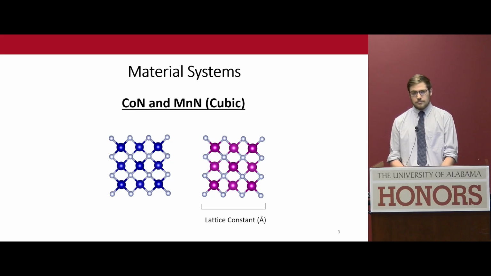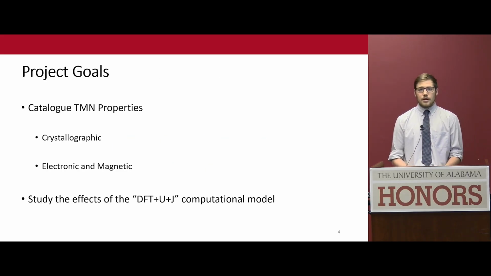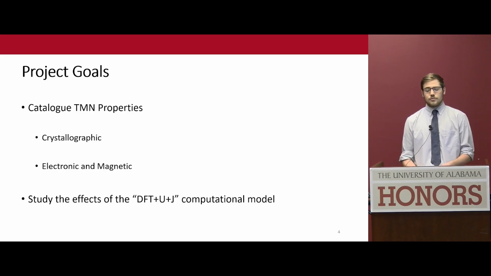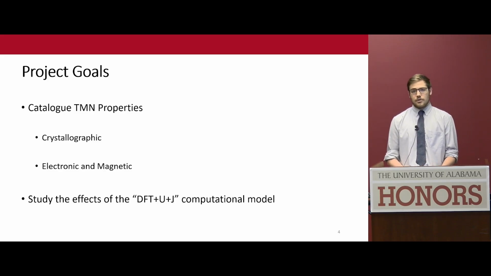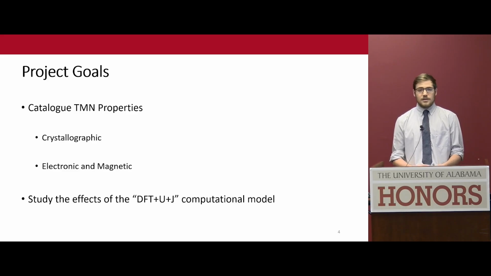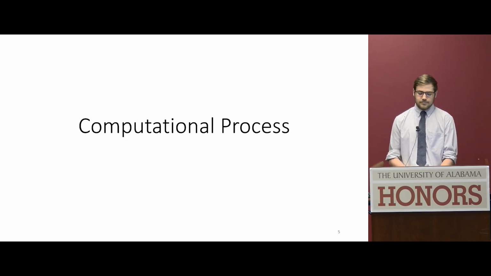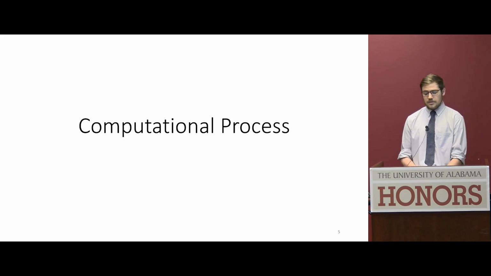So the goals of this project were to catalog transition metal nitride properties, such as crystallographic features relating to the lattice constant and things like electronic and magnetic properties. We're also interested in studying the effects of an expanded DFT plus U plus J model on our output data during these computations.